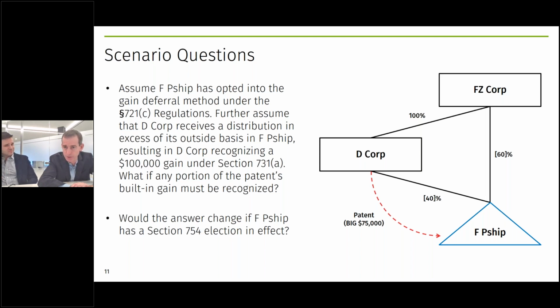Okay, and so if there's no 754 election in place, you still have a carryover basis of that patent at the partnership level. So you haven't reduced that built-in gain, and there's nothing that happened here that would have deferred the timing of when D Corp recognizes the difference between the fair market value and the basis of the property that was contributed. So assuming there's no 754 election in place here, that would not be a triggering event under the gain deferral method. But now, okay, so now we go to the second part. Okay, well, that was easy enough. Now what would happen if there actually is a 754 election in place in the partnership?